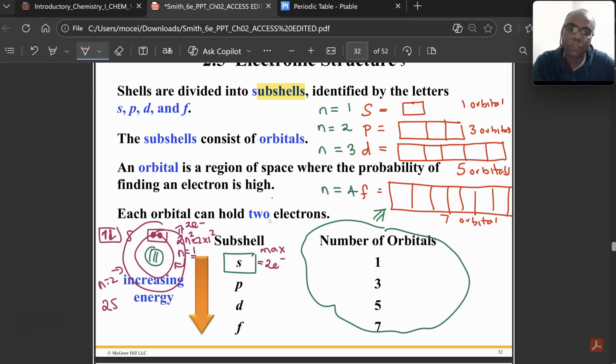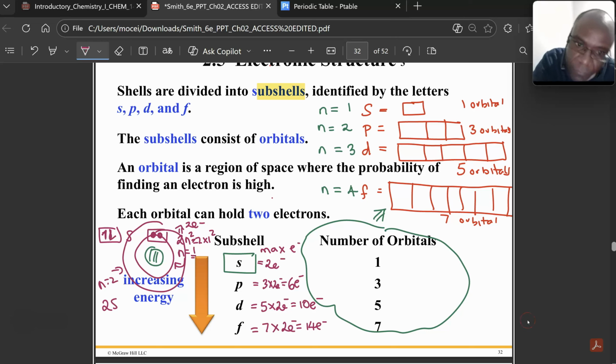This is me giving you more information. The P has 3 orbitals, and each orbital carries 2, so it will be 3 times 2 electrons. P will carry a maximum of 6 electrons. The D has 5 orbitals, so each orbital carries 2 electrons, so it will be 10 electrons maximum in D. The F has 7 orbitals, so it carries a maximum of 14 electrons. So you see what I did there? Just multiply the number of orbitals by 2, and that predicts the maximum number of electrons you can carry in these subshells.